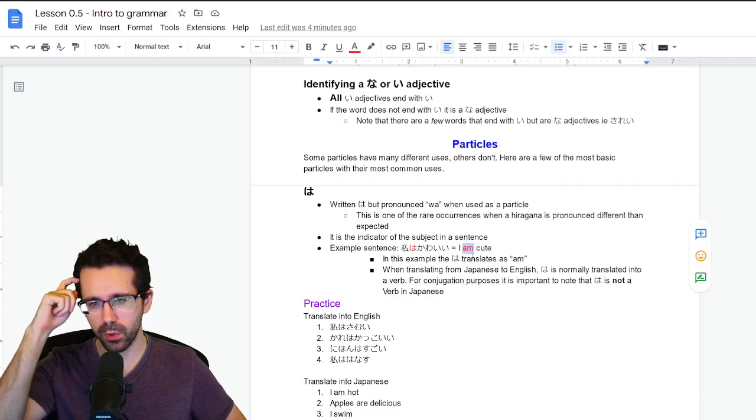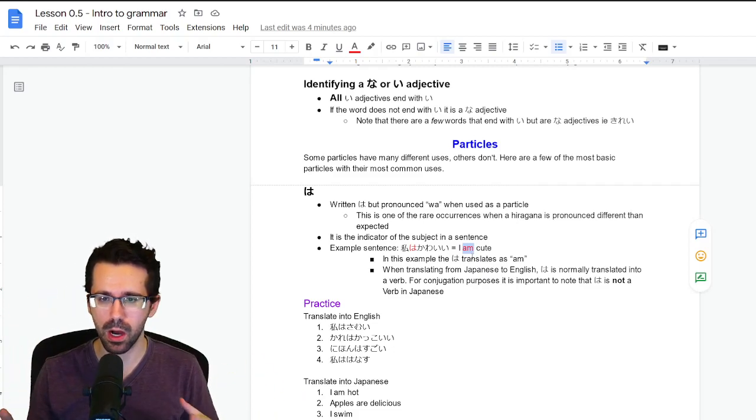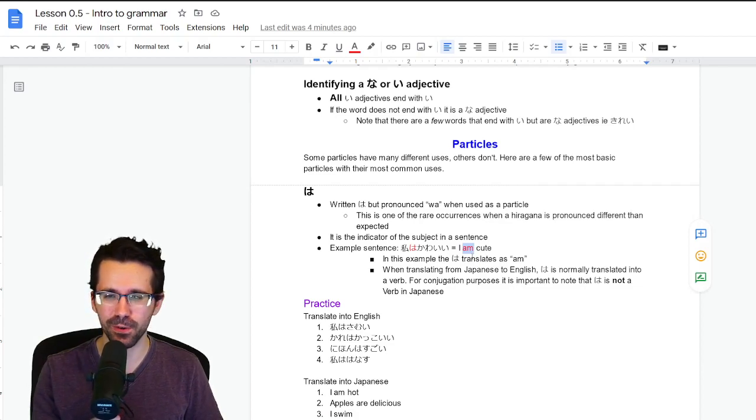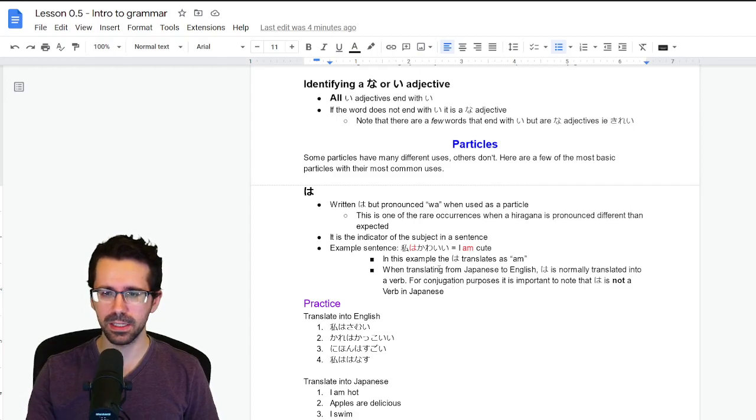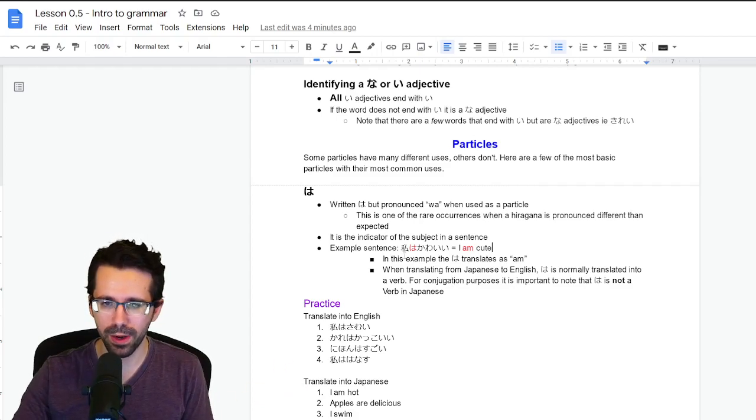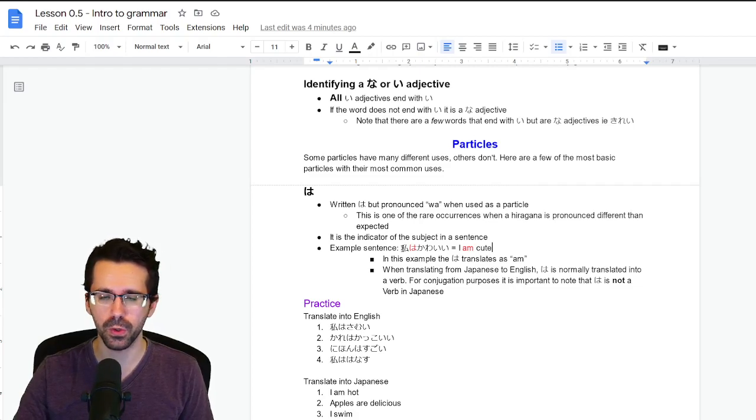But also, what if we changed the subject and we had kare wa kawaii? We wouldn't say he am cute. We would say he is cute. So it will translate to different things depending on the sentence, but it does always do the same thing of marking our subject. Just something to be careful for. The good news is that it is very easy to use. We can kind of throw whatever we want over here. If we want to say, I am cool, watashi wa kakkoi, or maybe I swim, watashi wa oyogu. It's very easy to replace this with all sorts of different kinds of words with the particle wa.